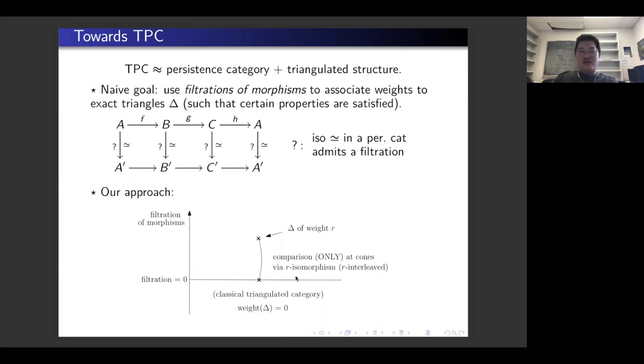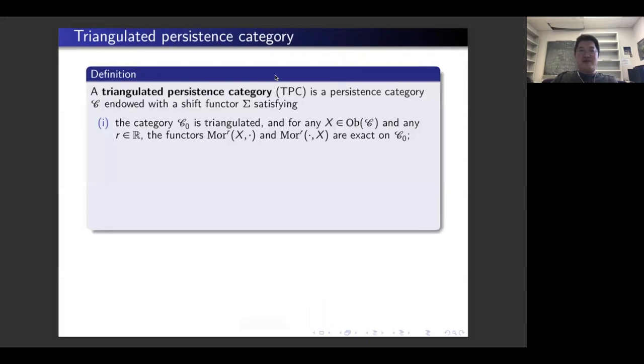We will have a certain classic family of exact triangles with some additional triangles. We will define them by comparing with some classic one. Okay, this is basically how the TPC should give you this impression. So let's see how all this can be formulated in a precise way. Here is the definition of what a TPC is.